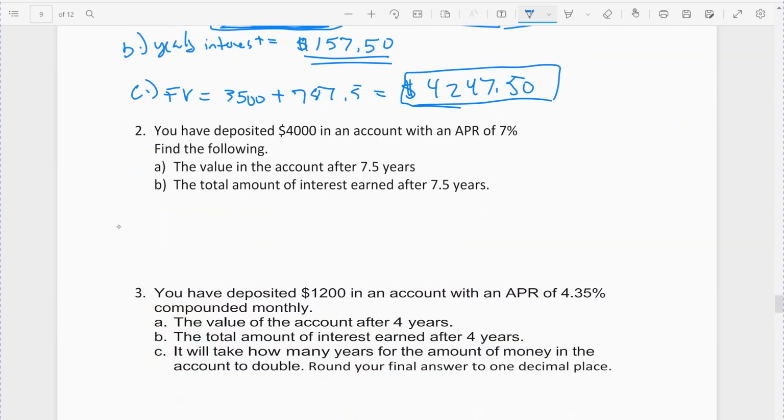Next example. You have deposited $4,000 in an account that earns an APR. When you see a problem like this on the homework and the quiz, notice nowhere in there does it say simple. Only use simple interest if it says simple interest. In this case, we're earning an APR of 7%, an annual percentage rate, which means our compounding period would be yearly.